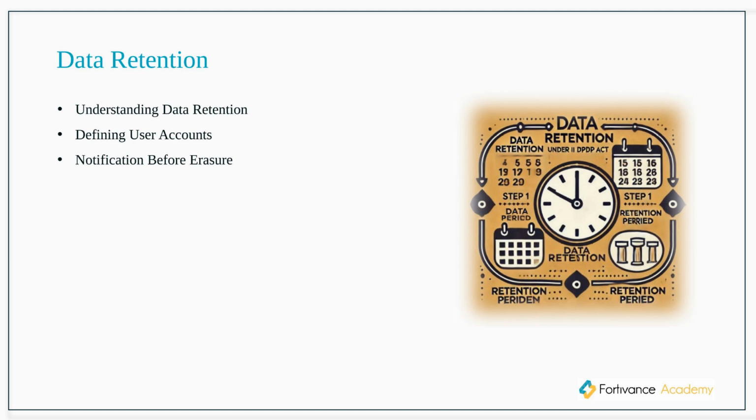Importantly, at least 48 hours before the completion of this time period for erasure, the data fiduciary must inform the affected data principal. This notification should be clear and straightforward, letting individuals know that their personal data will be erased unless they take action, like logging into their user account or contacting the organization for further engagement. For example, if a user hasn't interacted with their account for a while, they should receive a reminder about the impending erasure of their data.